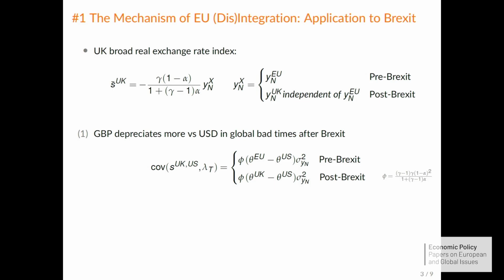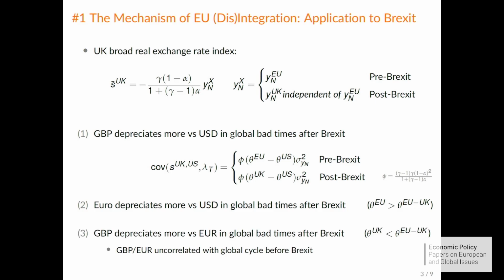Its covariance is more negative with the global stochastic discount factor relative to the US. For the same reason, because the EU size has effectively declined with the exit of the UK, we should expect the euro to depreciate more relative to the dollar in global bad times after Brexit than beforehand. And in terms of pound versus dollar, you should expect something similar.